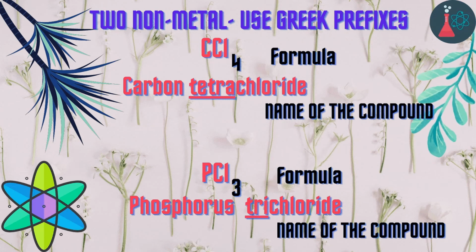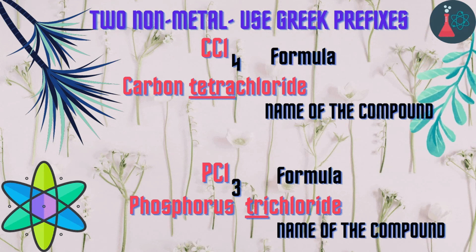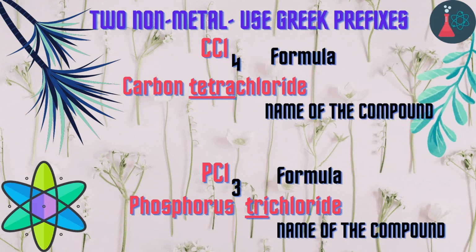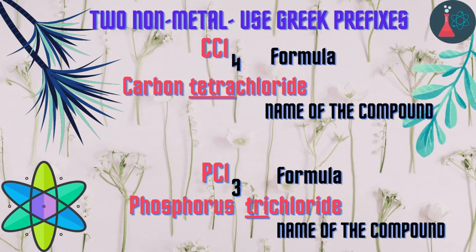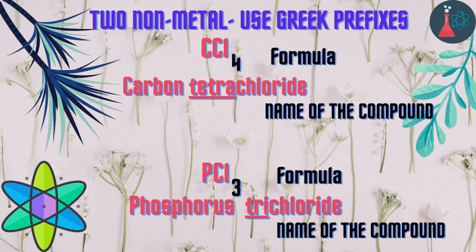P is phosphorus, Cl is chlorine, so you have 3 as your subscript here. So you name that as phosphorus tri to indicate the number 3, and then the correct name is phosphorus trichloride.